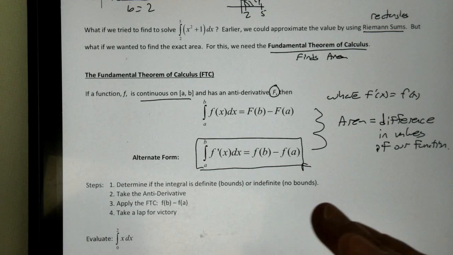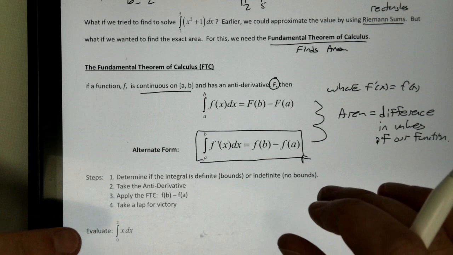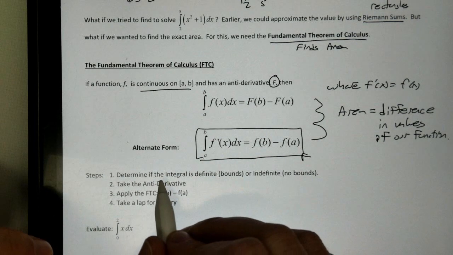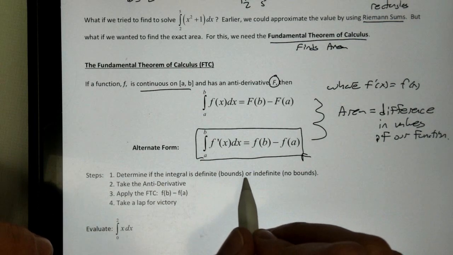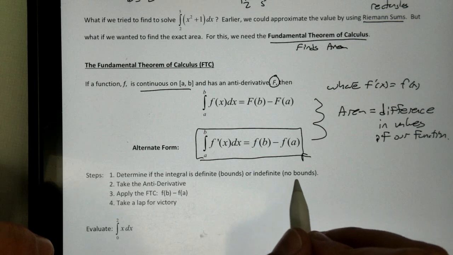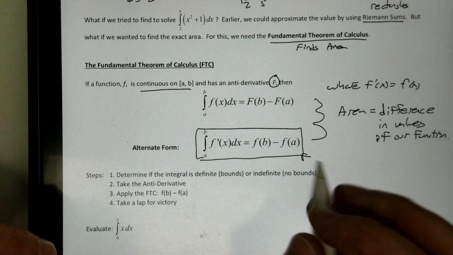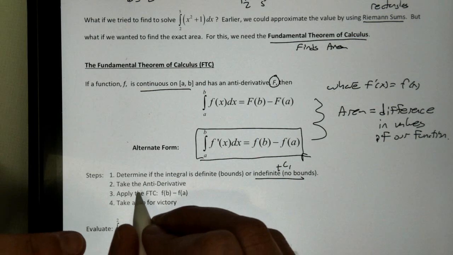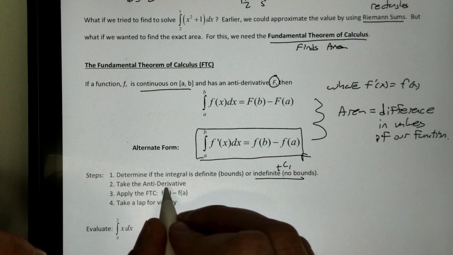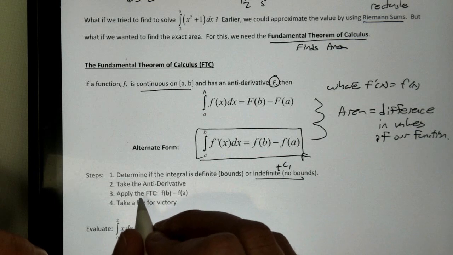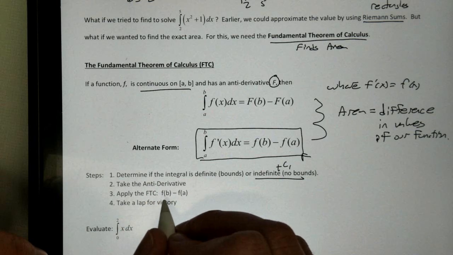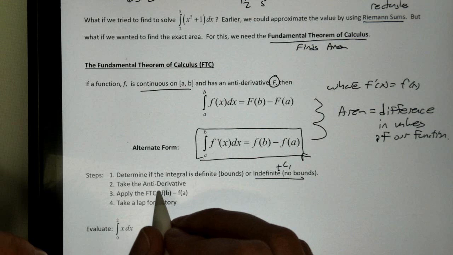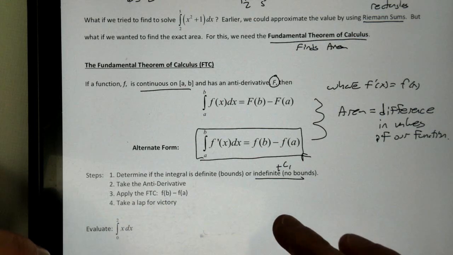So what the FTC says to do: step one, determine if the integral is definite, so look at the bounds, or indefinite, no bounds. The indefinite, what we did the other day, is where we're going to add that plus C1. Step two, take the antiderivative, and then the third step, apply the FTC. Find the difference in the values of the bounds, and then step 4, take a lap for victory.